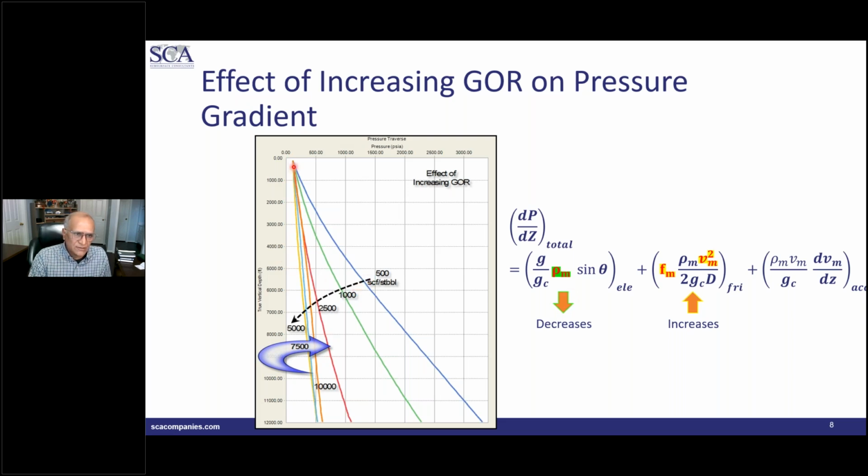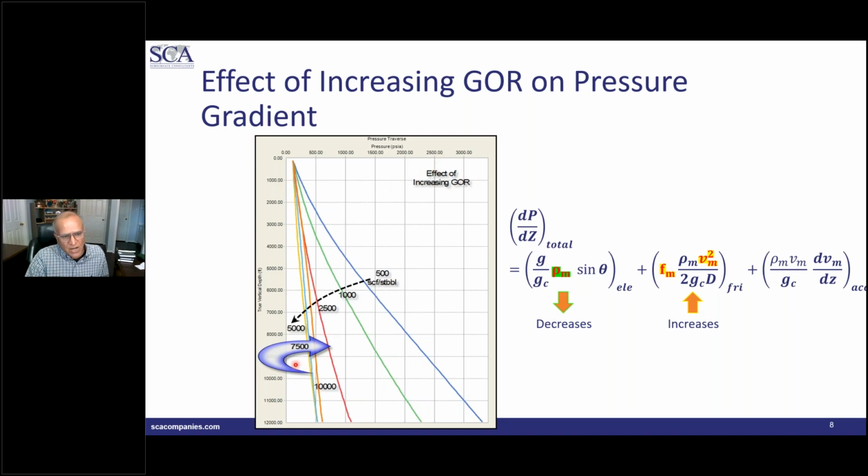Now, this graphic is showing that as you keep on increasing the gas oil ratio, meaning you are injecting more and more gas, the pressure gradient profile keeps on shifting to the left, meaning the gradient is becoming lighter and lighter, meaning the bottom hole pressure is becoming lower and lower. As a production engineer, our goal is to reduce the bottom hole pressure. So then you say, okay, why don't we keep on increasing gas?